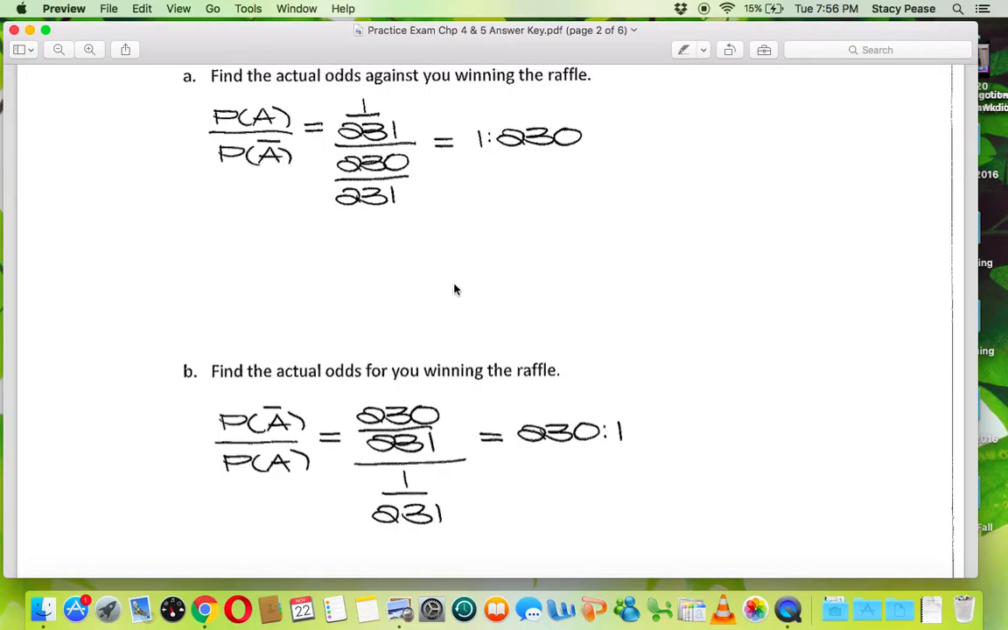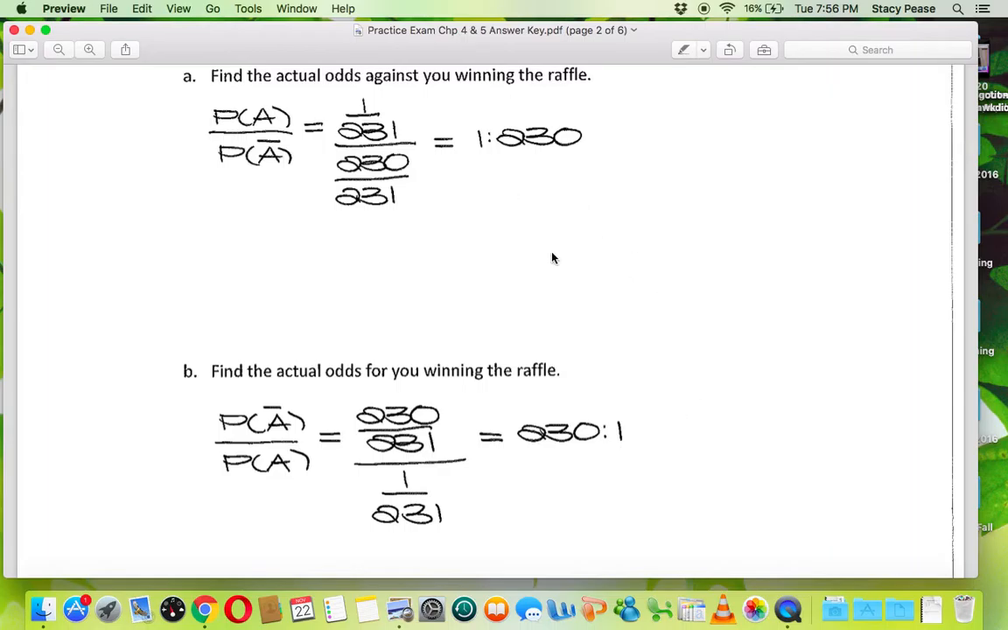Okay, in contrast with that, if we want to find the actual odds for us winning the raffle, we're going to have the probability of A and divide that by the probability of not A. So it's basically just the inverse of what we did to get our odds against. So we're going to have 1 out of 231 as our probability of A, of winning, and 230 divided by 231 for our probability of not A. So once again, the 231s cancel, and you put a colon between your 2 numerators. So you wind up with 1 to 230 being your odds for you winning, because remember, I have these solutions backwards.